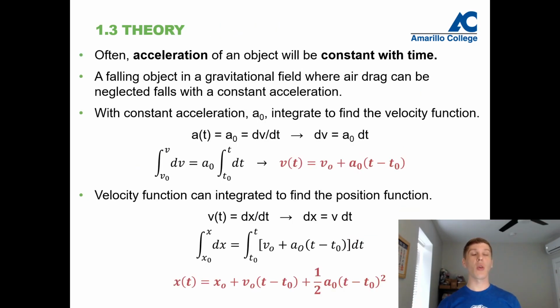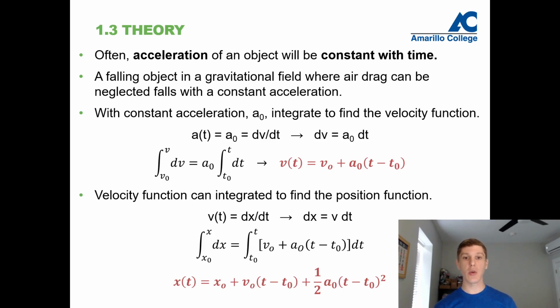In a lot of problems that we'll work in dynamics, acceleration will be given as a constant. Since constant acceleration is so common, we will derive some equations that are useful for constant acceleration, because it's easier to use them instead of having to re-derive those equations for every single problem. Okay, so if acceleration is given to be a constant, in this case we're calling the constant a naught, or a sub 0, we're going to integrate that in order to find the velocity function.